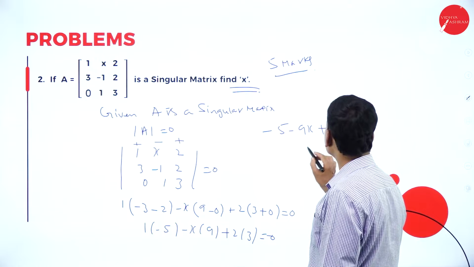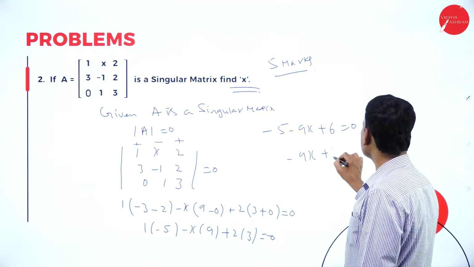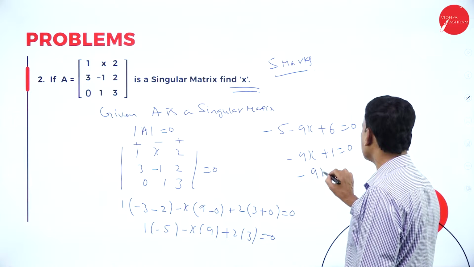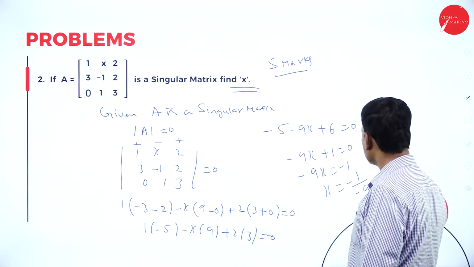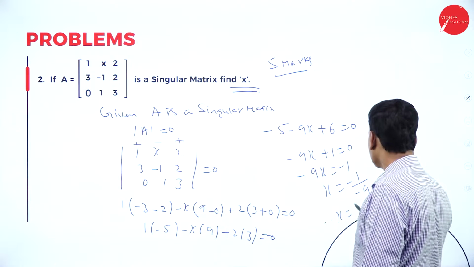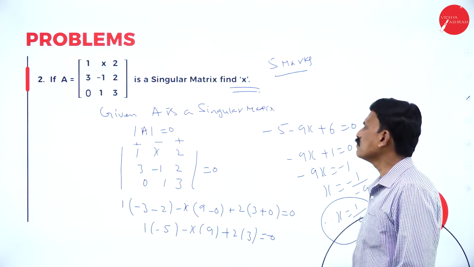So, what is this equal to? See, this is minus 9x, 6 minus 5 is plus 1 is equal to 0. Minus 9x is equal to minus 1. X is equal to minus 1 by minus 9. Therefore, minus and minus gets cancelled. X is equal to 1 by 9. That's it. Very simple. See here.